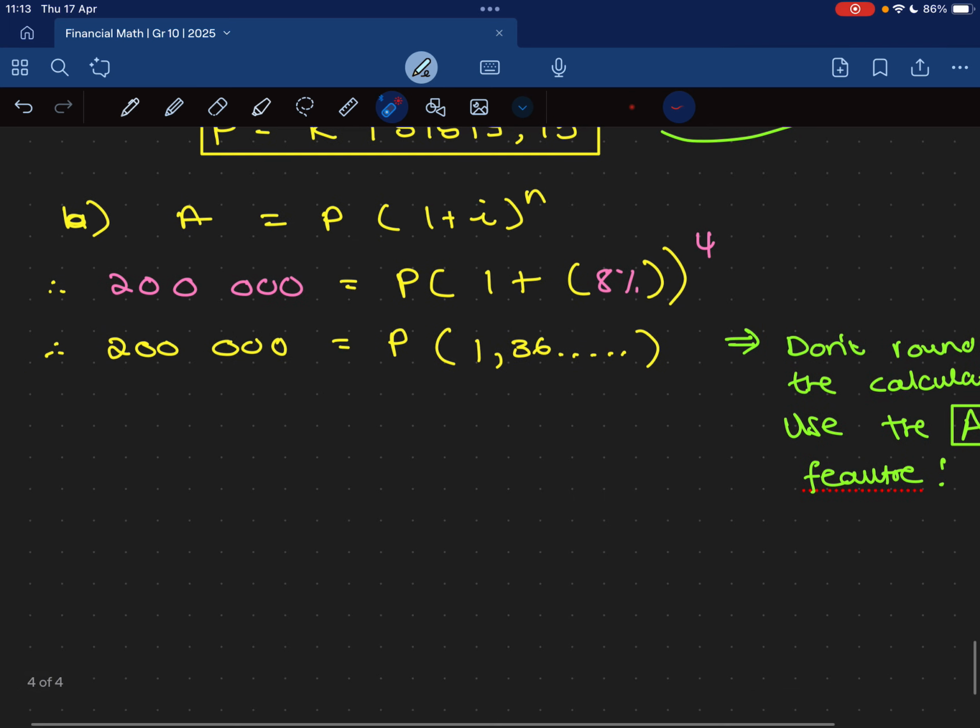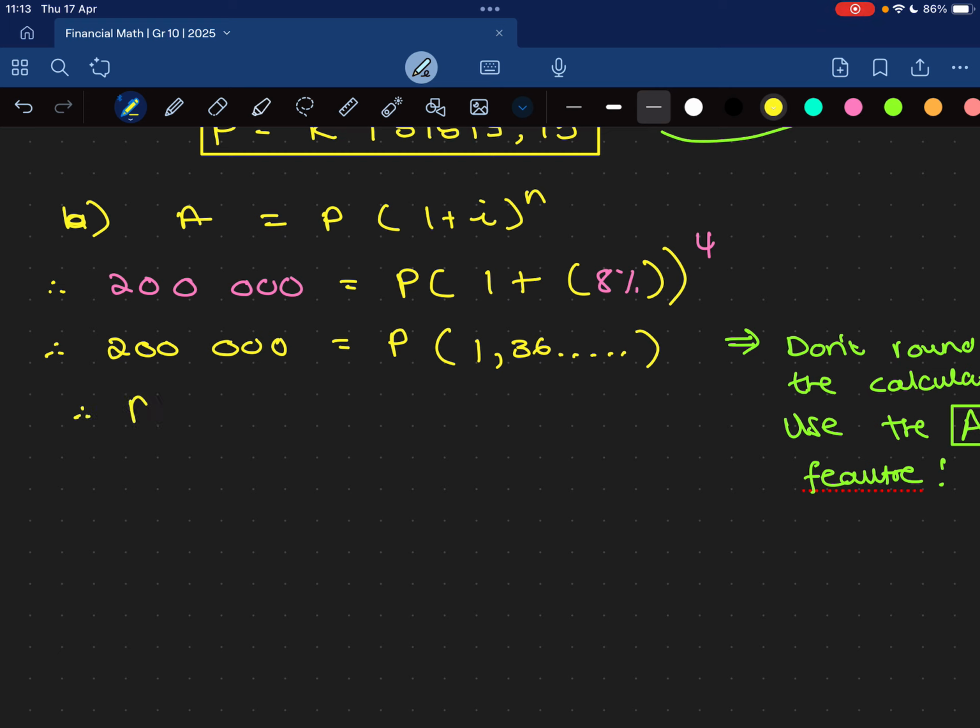Okay. So then you can say, well, therefore P is going to be equal to, you divide both sides by this amount. So you'll have 200,000 divided by answer. So that's what you'll put on your calculator. You'll say 200,000 divided by answer.